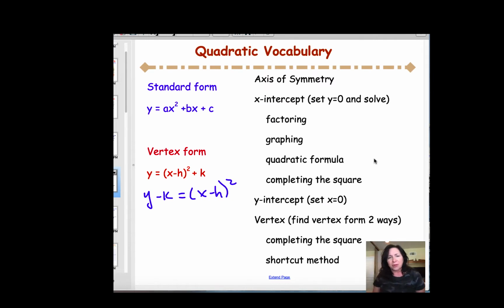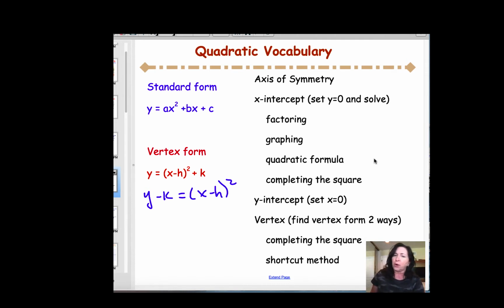Some vocabulary that we're going to discuss, besides axis of symmetry, is the x-intercept. You always set y equal to 0 to find that value. There's a couple of different ways to do that. To find the y-intercept, you set x equal to 0. To find the vertex, we have two ways that we're going to talk about how to do that.